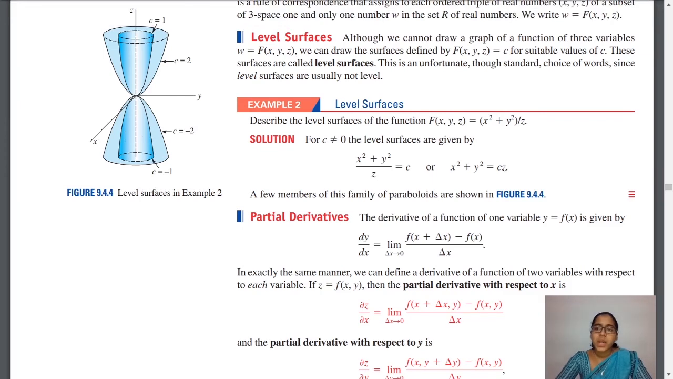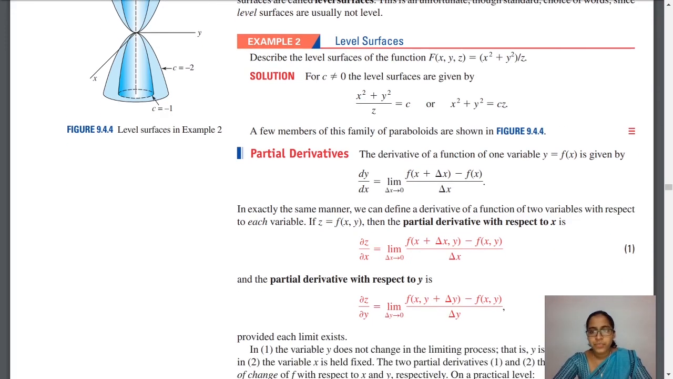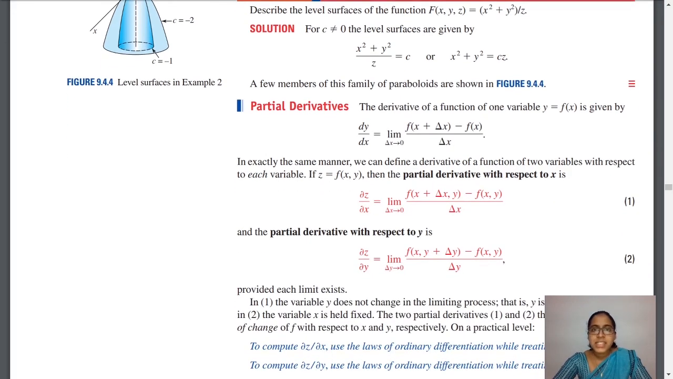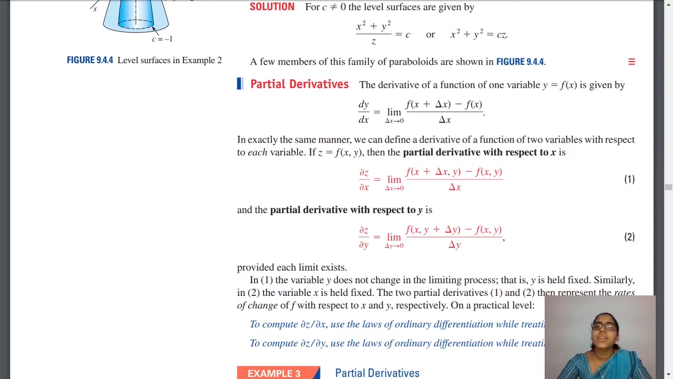So once we have discussed the functions of more than one variable and their corresponding level curves and level surfaces, we can move on to what is partial derivative. In discussing the derivative of a function, we can recall that the derivative of a function of one variable y equal to f of x is given by dy by dx is limit delta x tends to 0 of f of x plus delta x minus f of x, whole divided by delta x.